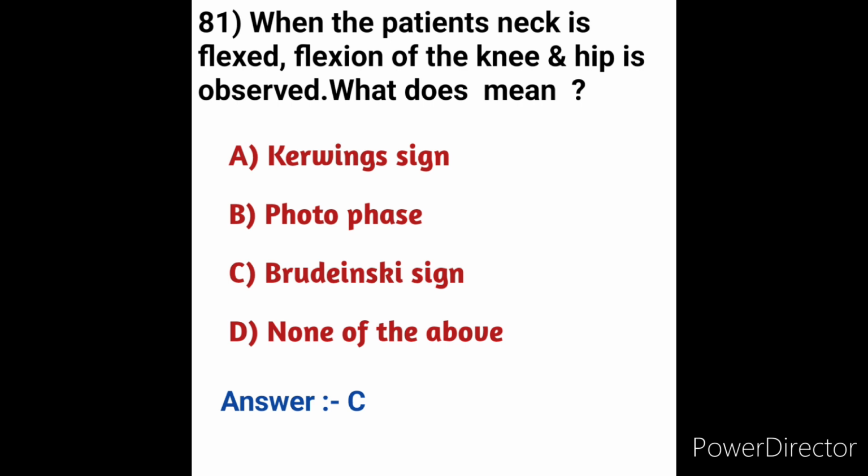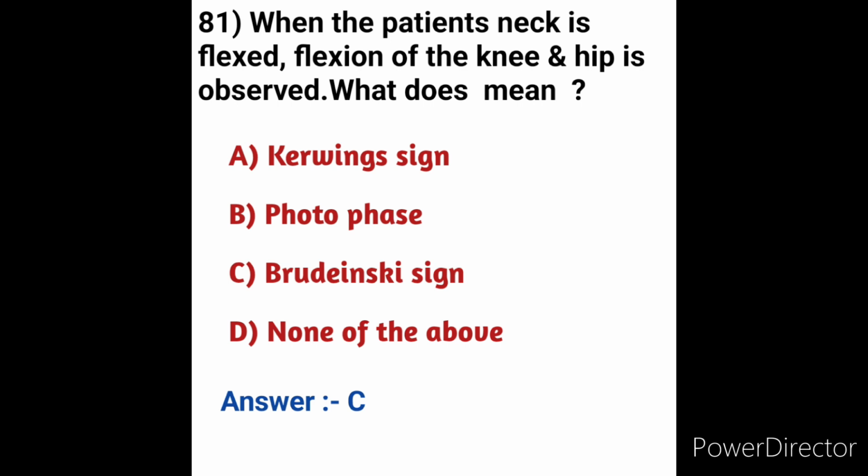When the patient's neck is flexed, and the knee and hip automatically flex, it means option C, Brudzinski sign. So here option C is the correct answer. The Brudzinski sign is one of the physically demonstrable symptoms of meningitis. In this case, severe neck stiffness causes the patient's hips to flex when the neck is flexed. As soon as the neck is flexed, flexion of the knee and hip is observed. This is a positive sign for meningitis.